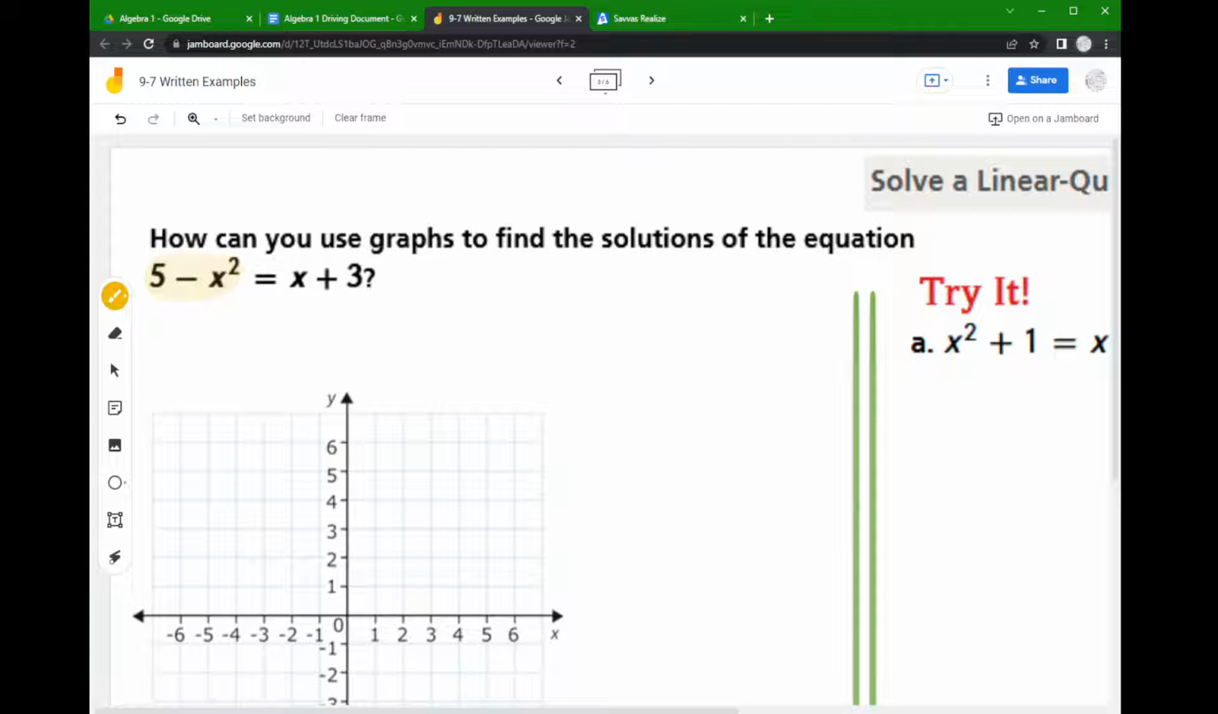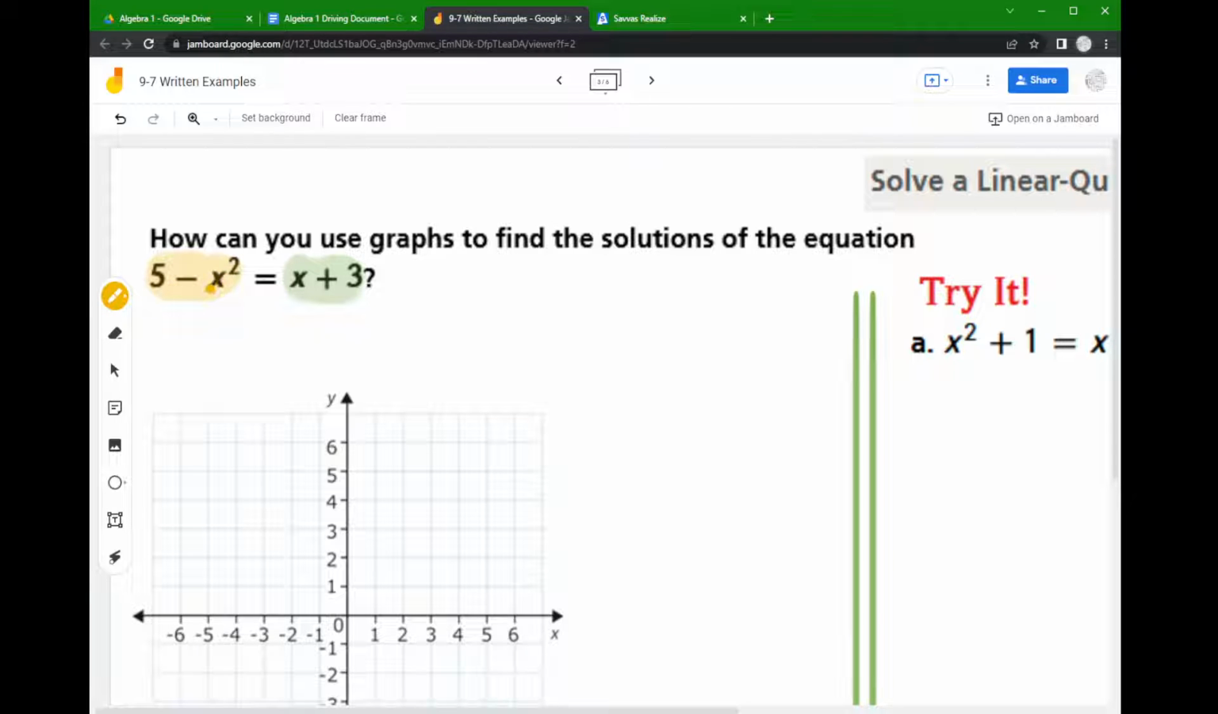They'll take this part here, the quadratic portion, which I'm going to call yellow, and this part here, the linear portion, which I'm going to call green, and between the yellow and the green, we will graph them. The x values of the intersection points are going to be our solutions.